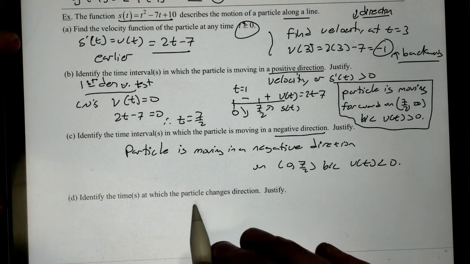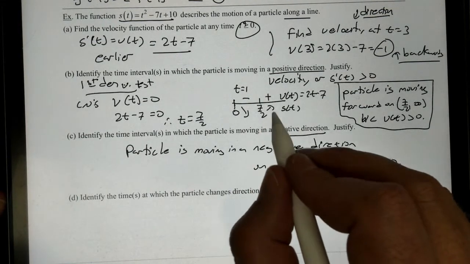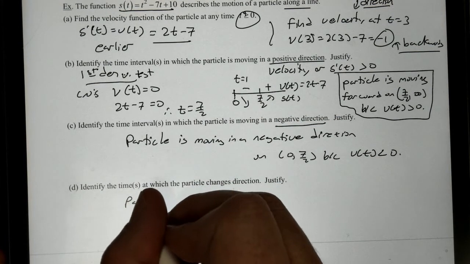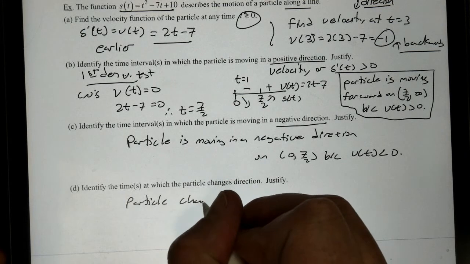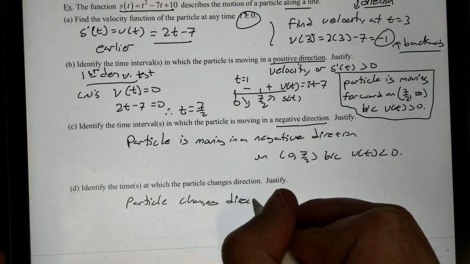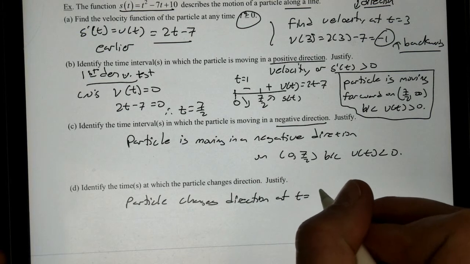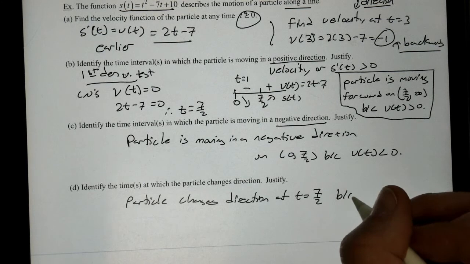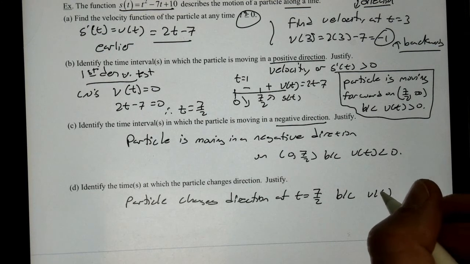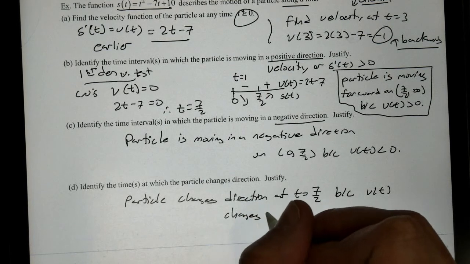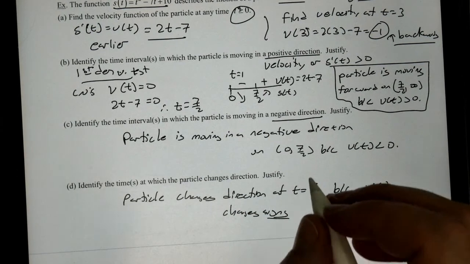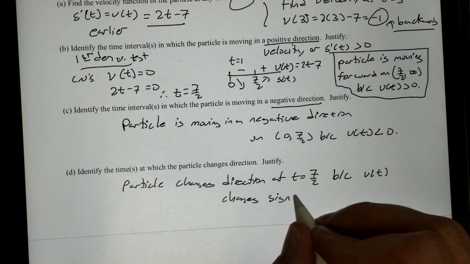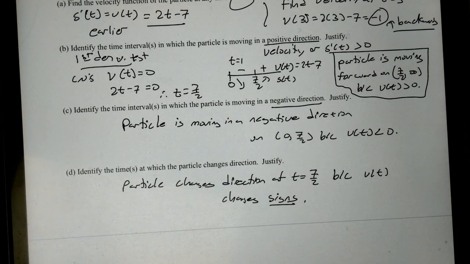And the next one says, when does the particle change direction? And again, I have my sign chart. Ta-da! When do we change direction? At t equals 7/2. And we can say that the particle changes direction at t equals 7/2 seconds, units, whatever, because this is where the velocity changes signs. By changing signs, we are saying we're changing direction. Change your signs, change your direction.